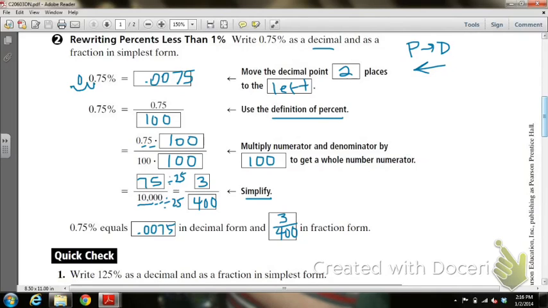Okay, so it's still moving your decimal point 2 places, either to the right or to the left. In this case, it's going to be to the left because they already give you the percent. They want you to turn it into a decimal. And then for fractions, you just need to put it over 100 and then simplify. So pause the video and fill that in before trying the quick check.